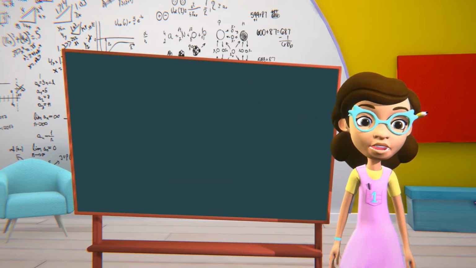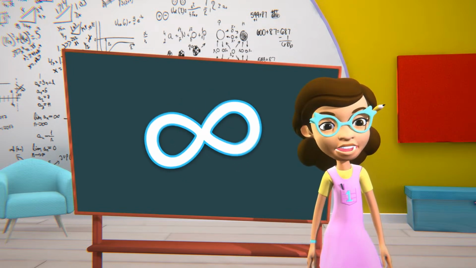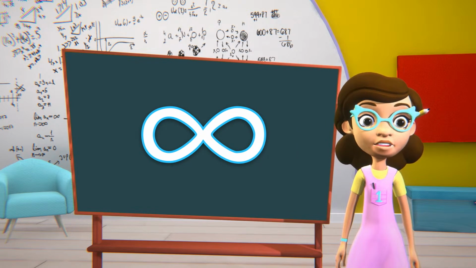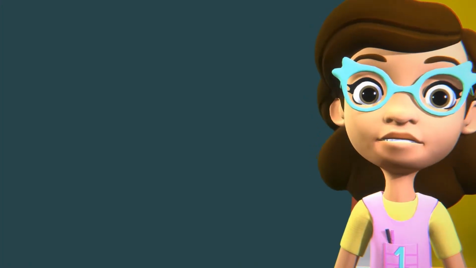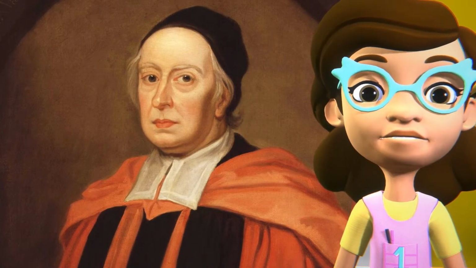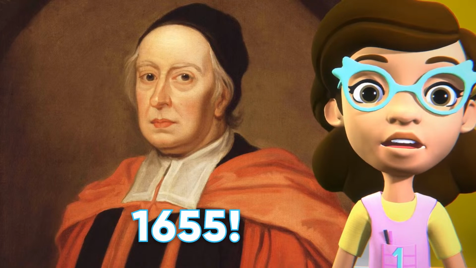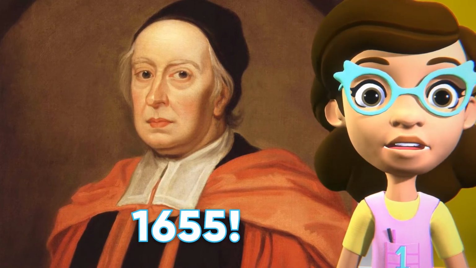The symbol for infinity looks a little something like this. Oh wait, there, that's better. The symbol for infinity looks like a sideways number 8. It was created by mathematician John Wallis back in 1655. Perhaps to represent the idea of infinity being boundless and without end.